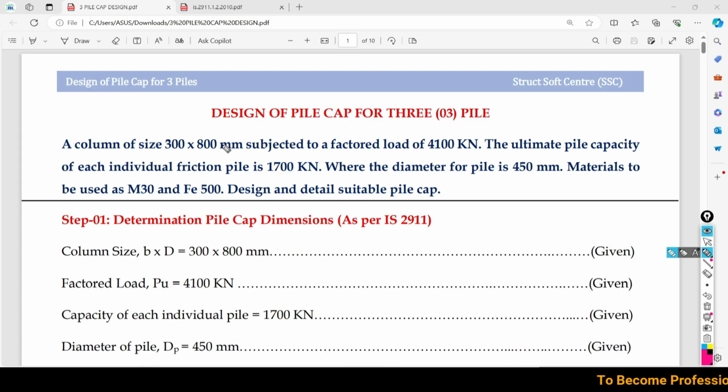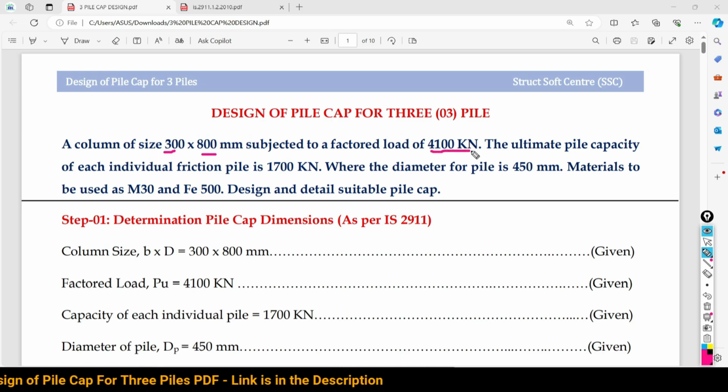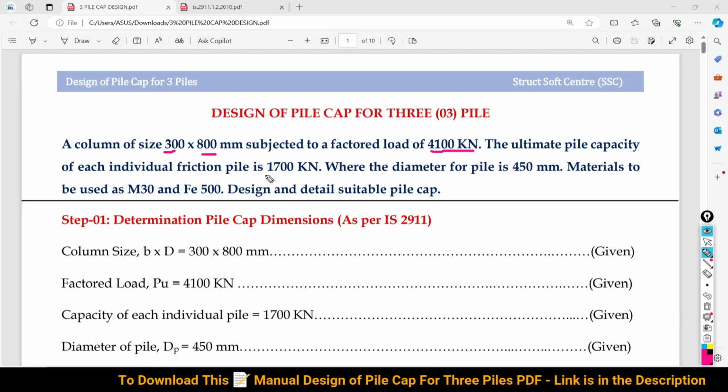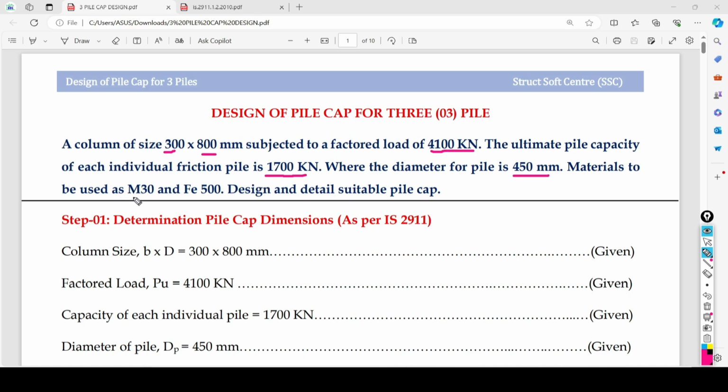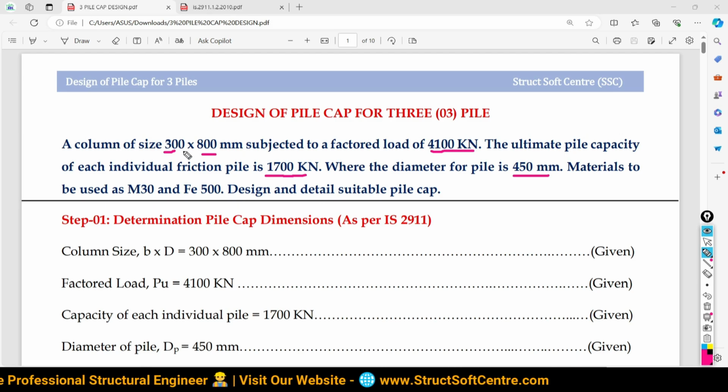So first of all, we have to understand the problem statement. We have a column of size 300 by 800 which is subjected to a factored load of 4100 kilonewton. The ultimate pile capacity of each individual friction pile is given as 1700 kilonewton, where the diameter of pile is given as 450 mm. The material that we have to use for the design of this pile cap is M30 grade of concrete and Fe500 grade of steel. So basically we have to design and detail a suitable pile cap for all the given data.